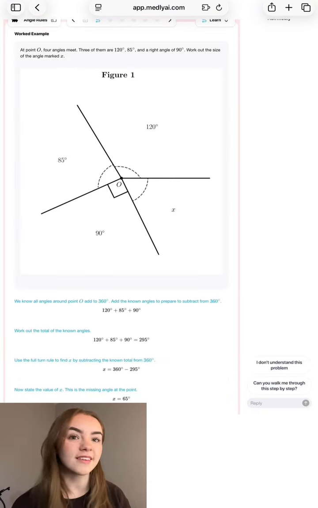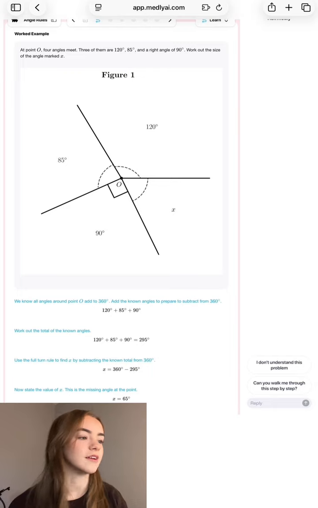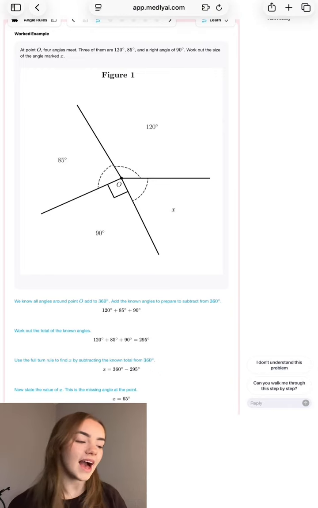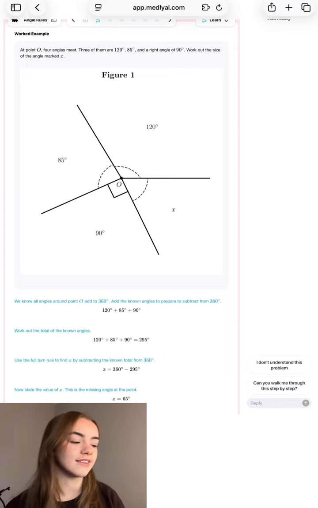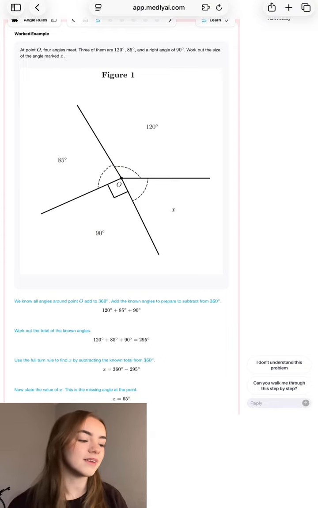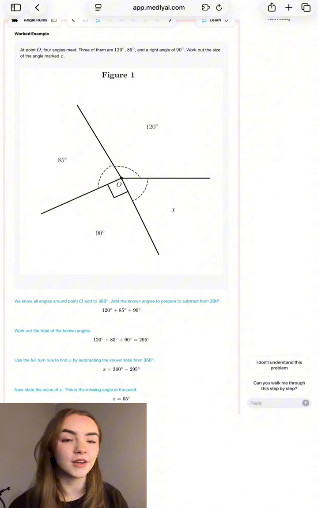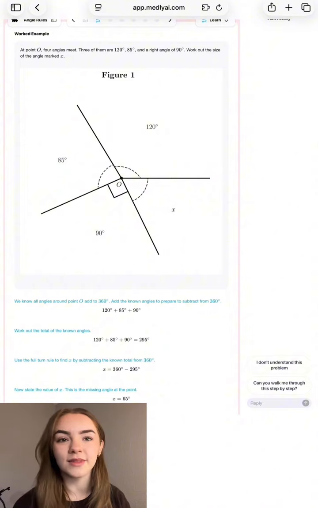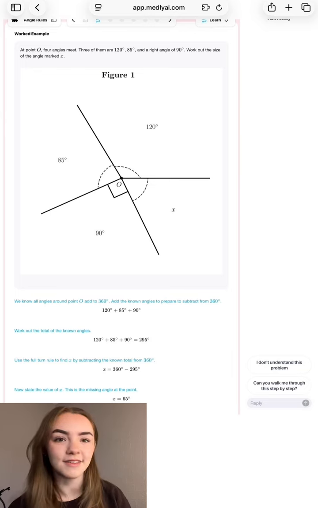Here is a worked example using this rule. Labelled we have angles of 120 degrees, 85 degrees and the right angle which is 90 degrees. It shows us how to work this one out. First we add all of the angles that we know, so 120 plus 85 plus 90, which is a total of 295 degrees. Then to find our missing angle, because angles around a point sum to 360, we can take this from 360, leaving us with x has to be equal to 65 degrees.